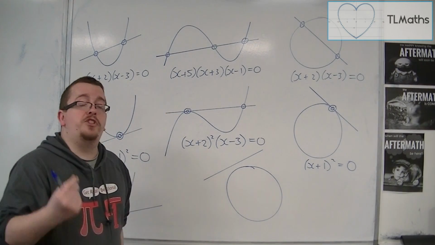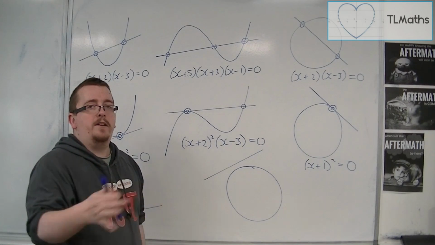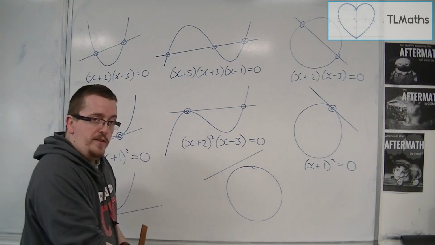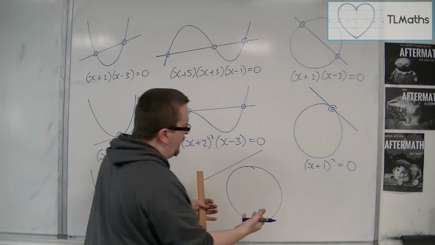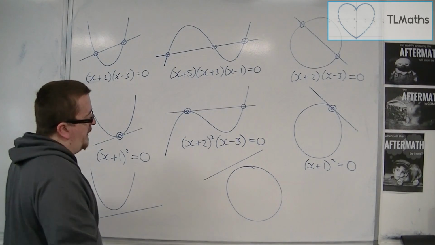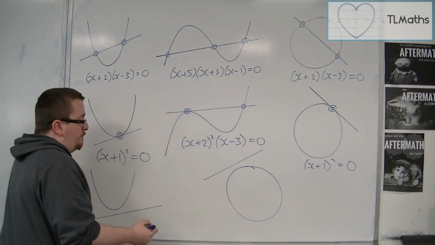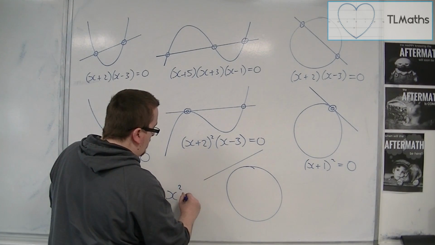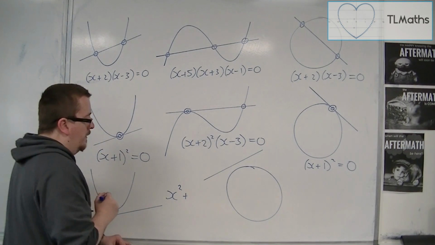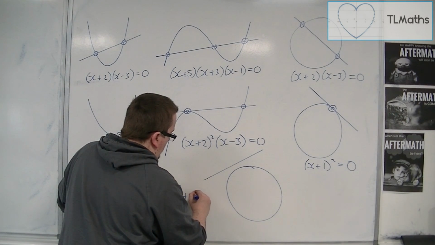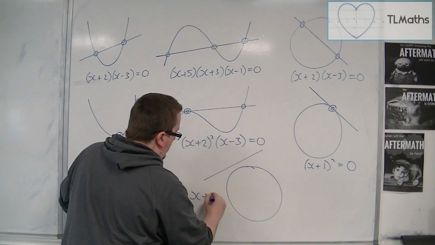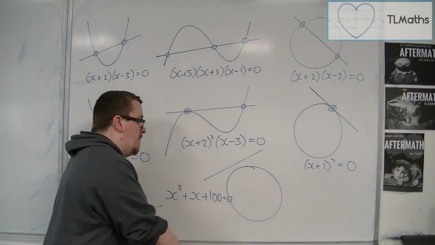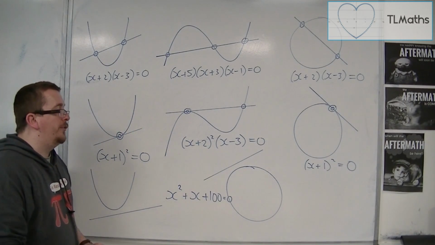Well, it's going to come down to a quadratic that cannot be solved. So you may well substitute the equation of the line into the equation of the parabola or into the equation of the circle, and you get down to something that doesn't factorise, and its discriminant is less than 0. So you have something like x² + x + 100 = 0, for example. A quadratic that cannot be solved, has no real solutions.